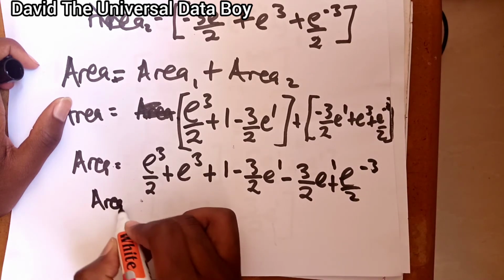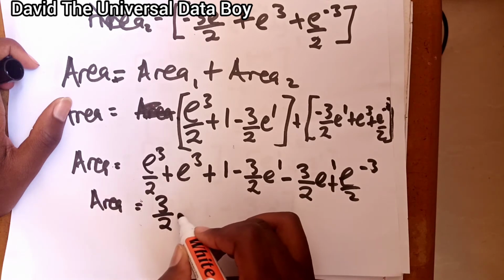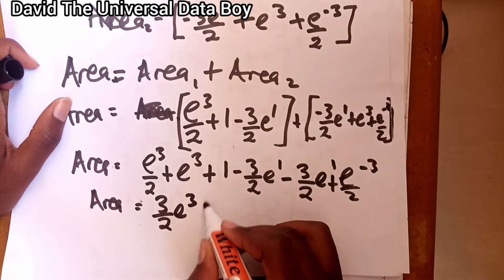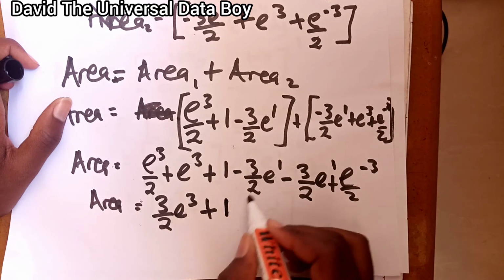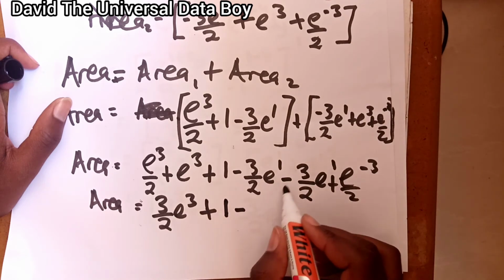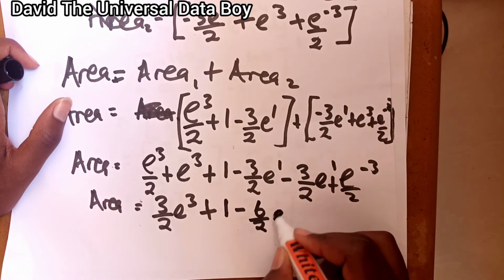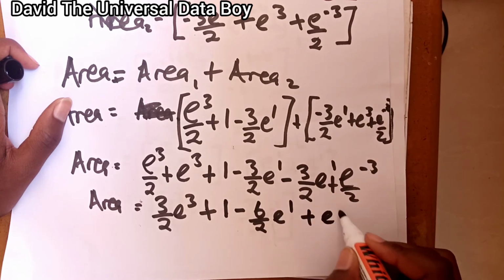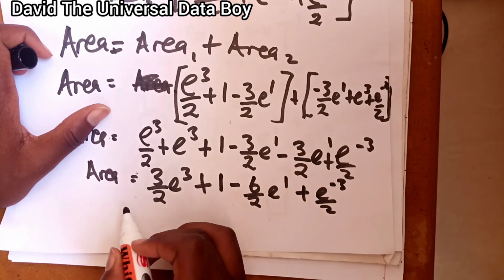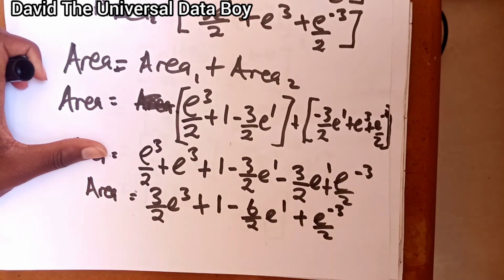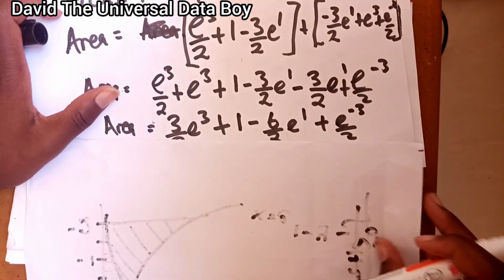So then our area is given by this one, so that's 3 over 2 e to the power 3 plus this one, first we have the plus 1, and this one plus this one will be like it will double, so that will be 6 over 2 e to the power 1 plus e to the power negative 3 over 2. So then now, since the common denominator here is 2, let me get another paper.